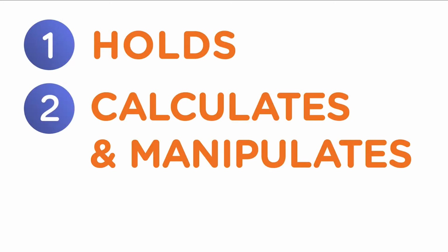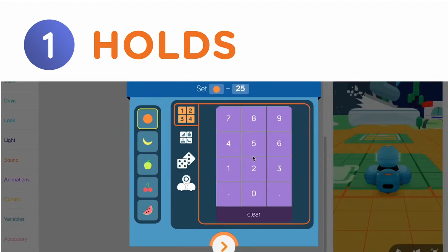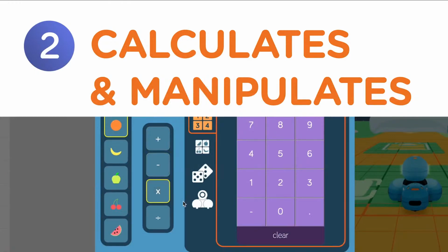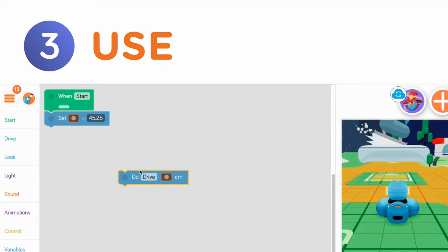To break that down into a few simple ideas, we can remember variables in Blockly as holds, calculates and manipulates, and use. Holds stores a number, calculates and manipulates can do basic math operations, and use makes the robot perform the actions.